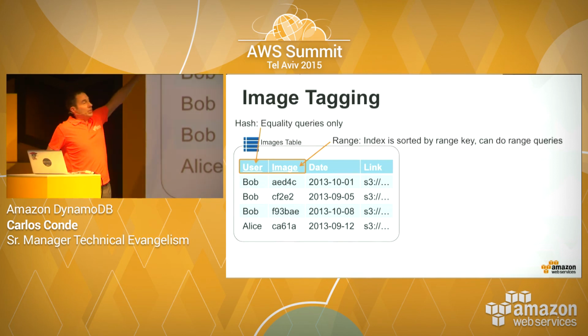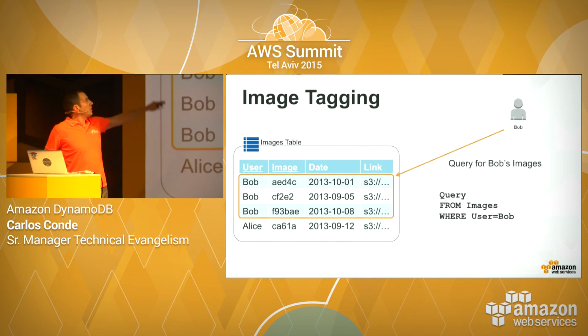So the hash, remember, is only equality queries. So you can only get all the items that exactly match this hash. And now the range, you can do negations, superior, inferior, and so on. So the way I'm going to get all the images from a specific user is pretty straightforward. You do a query only on the hash key. Give me all the items where the hash is the name of the user. And that's it. You're going to have them.